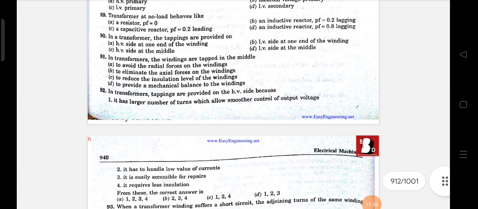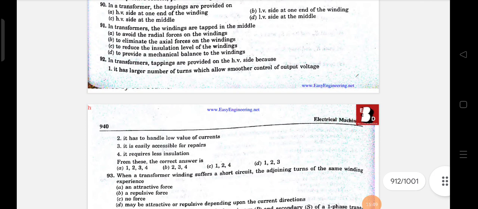Next, 91st question. In a transformer, the windings are tapped in the middle to eliminate axial forces. Next, 92nd question. In a transformer, tappings are provided on the HV side. Already we discussed it. Why? Because the HV side, the high voltage side, has a larger number of turns, which allows smoother control of output voltage. That means the first option is correct, right?